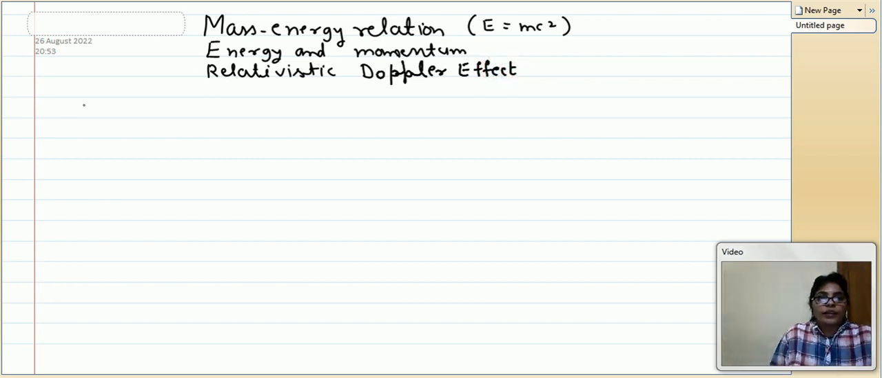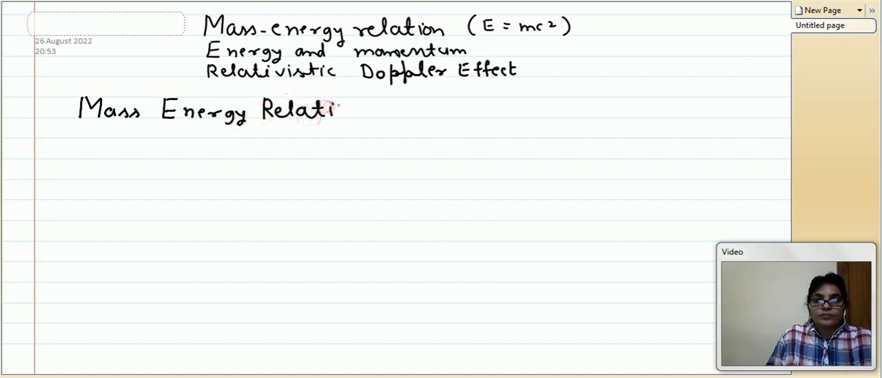So first put the heading mass energy relation. So our first topic is mass energy relation. So we will start with Newton's second equation, Newton's laws of motion. The second equation, that is force is equal to dp by dt.